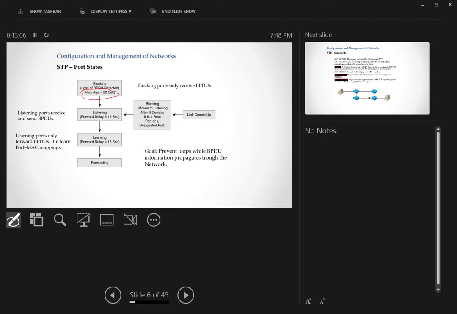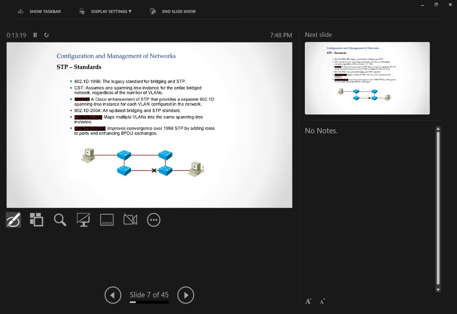So this is a lot of time. Of course you can configure these times and make them smaller. Okay? But another standard appeared. Okay, so this is the original one. It's already from 1998. Okay.